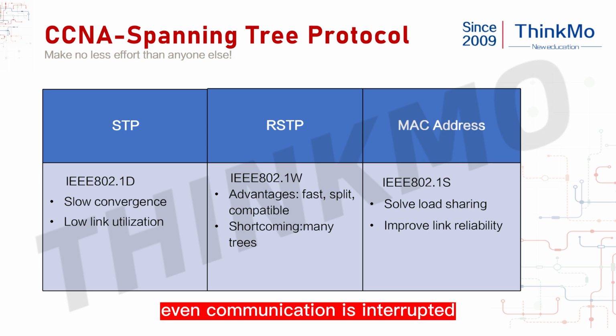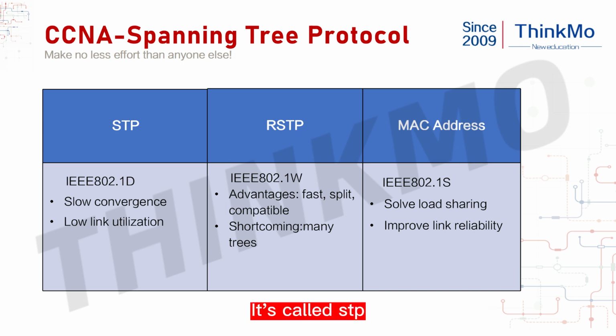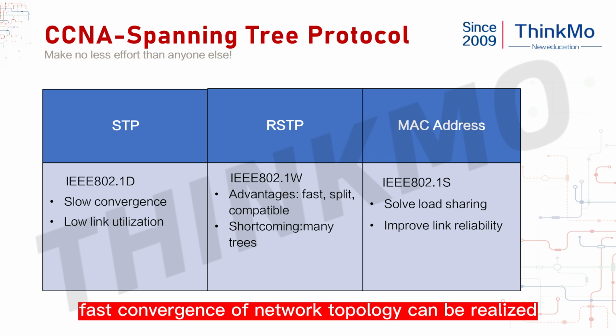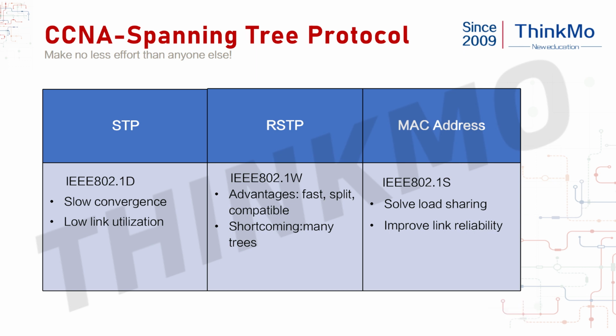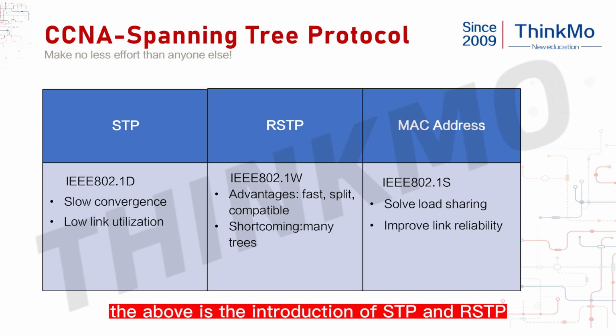Even communication may be interrupted. In order to solve the loop problem, IEEE has proposed the 802.1d standard Spanning Tree Protocol. It's called STP. RSTP is an improvement based on STP. Fast convergence of network topology can be realized. We can understand it as an upgrade. Convergence time refers to the time taken, in a multi-line connection, when one of the lines is interrupted, for another line to take over and forward data messages. The above is the introduction of STP and RSTP.